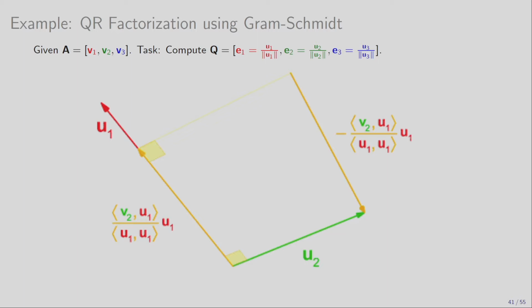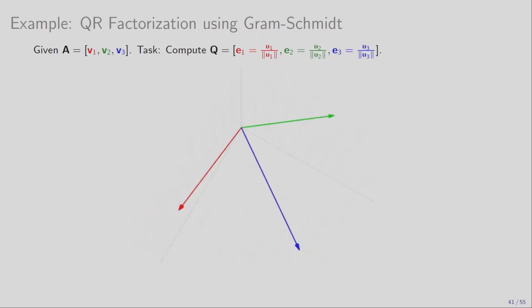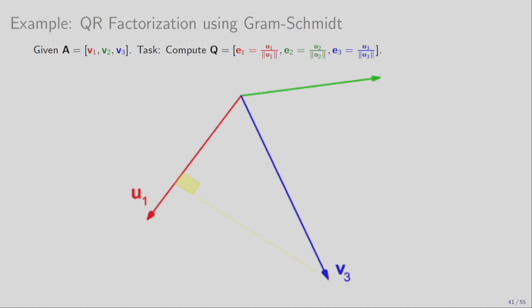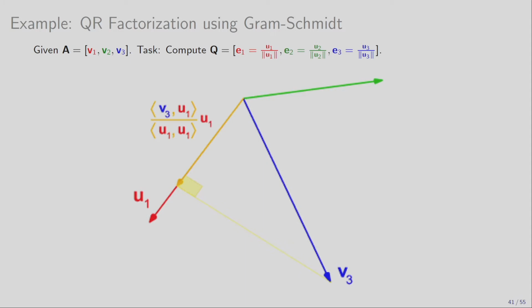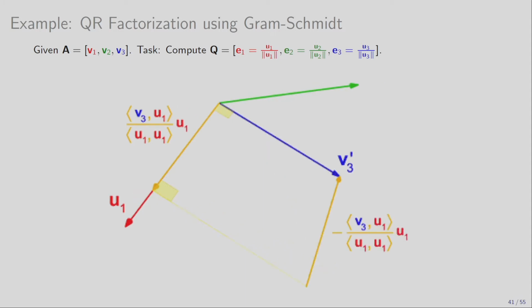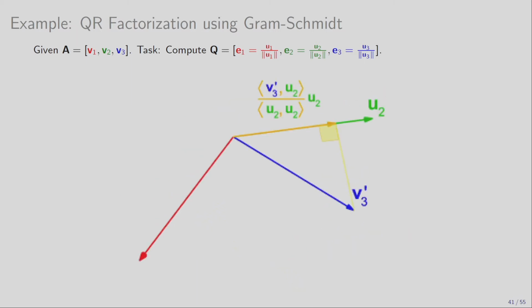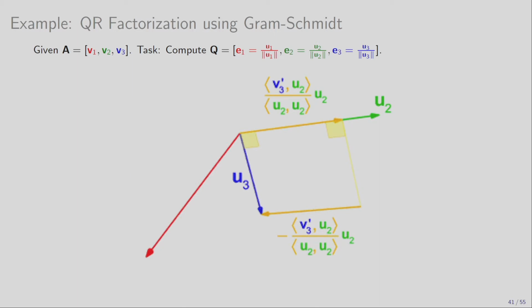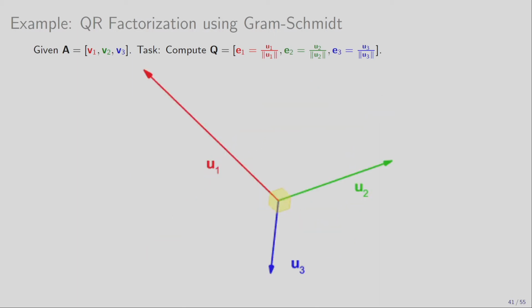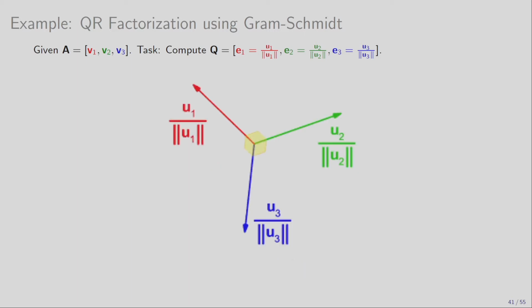Yeah? And now I look at the other one. I look at V3. I take a projection onto U1. I take it away. So this is the projection, then I remove it. And then I get a V prime 3, which I also project onto U2 now. This is the quantity, the projection. And then I take it away, and then I get U3. And then I get these 3 vectors, which are orthogonal. And if I normalize them, I get something like this. Yeah? So that's the process.